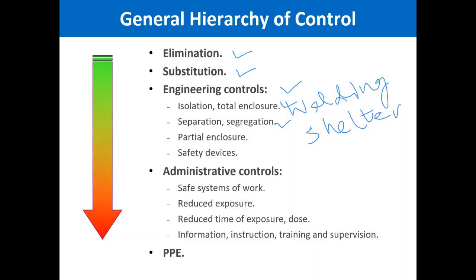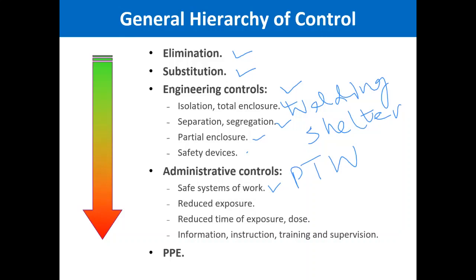If not, you can provide separation or segregation. How? You can say that all welding activities must be carried out away from combustible material at least 15 or 20 meters. Then you can consider partial enclosure. In this case, it might not be possible. Is there any safety devices which we can provide? Not in this situation. Maybe we can look at some administrative controls. Can we do any safe system of work? Yes. Make sure the permit to work system is available. In the existing controls, there was no mention of permit to work system. Yes, Puneet, go ahead, please.